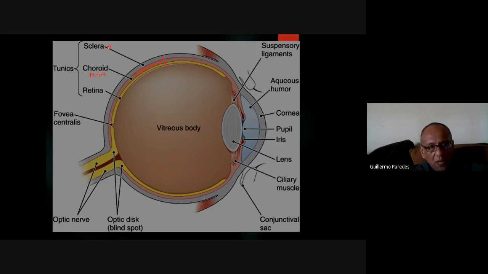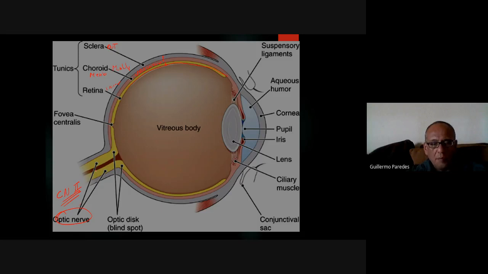We have the outer layer, the sclera, the middle layer, the choroid membrane, and the inner layer is the retina, yellow. That is the retina. The retina is basically coming from the cranial nerve number 2, the optic nerve. Cranial nerve number 2 is the optic nerve. This optic nerve is coming like this.